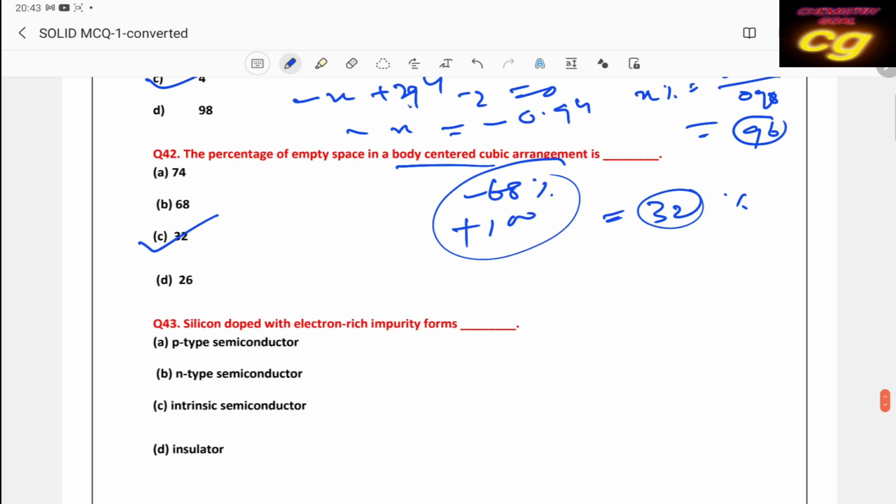Then silicon doped with an electron rich impurity. Electron rich means valency greater than 4, since silicon valency is 4. Greater than 4 means it is N type. You already know: higher valency added means N type, and lower valency added means P type.